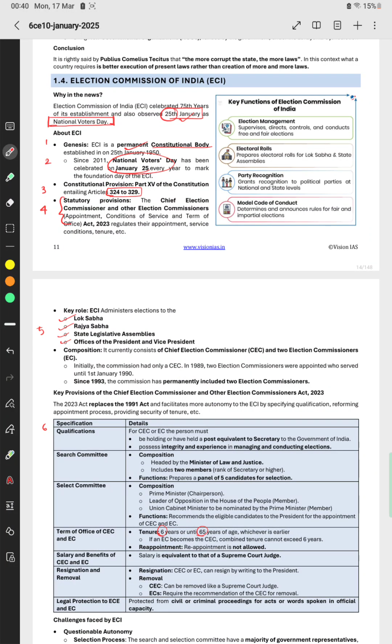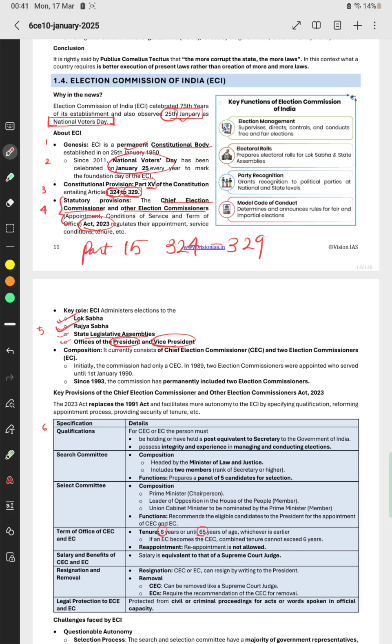The articles are 324 to 329 and Part 15. There is a recent amendment called the Chief Election Commissioner and Other Commissioners Act 2023. The main responsibility of ECI is to conduct elections to Lok Sabha, Rajya Sabha, state legislative assemblies and the office of the President and Vice President.